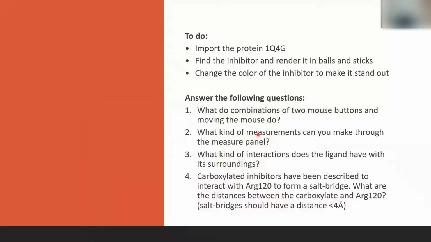So what I'd like you to do is to import the protein 1Q4G, find the inhibitor and render it in balls and sticks, and change the color of the inhibitor to make it stand out. So three fairly basic operations that you will tend to do quite often when you open things up in Schrodinger. And then try to answer the following questions as you explore.